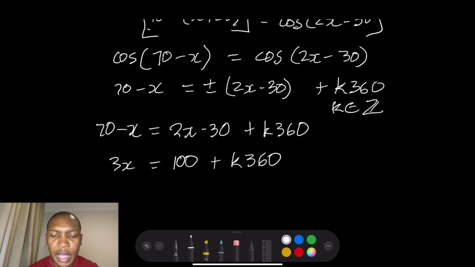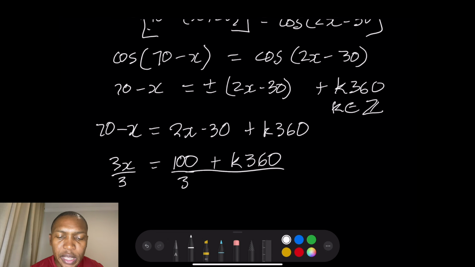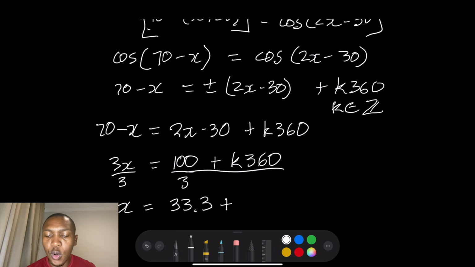Of course, I expect most of you to be able to solve from here on. So we divide that by 3 on either side, in fact, all of it by 3. So in this case, we've got x is equal to 33.3, depending on how you are rounding off, whether to 2 or 1 decimal, depending on the instruction of the examiner. Sorry, this would be plus, we divided by 3, so this would be k120.